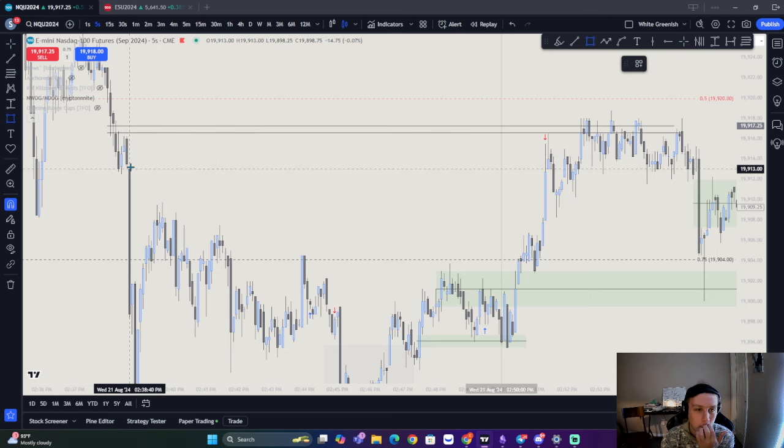Where I initially took it off was this void right here, this liquidity void. That's also what I was saying. So we have a liquidity void on the 5-second.